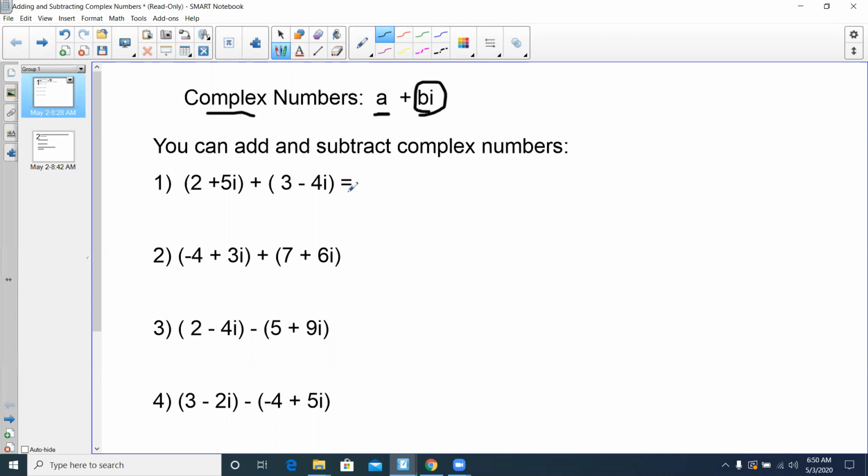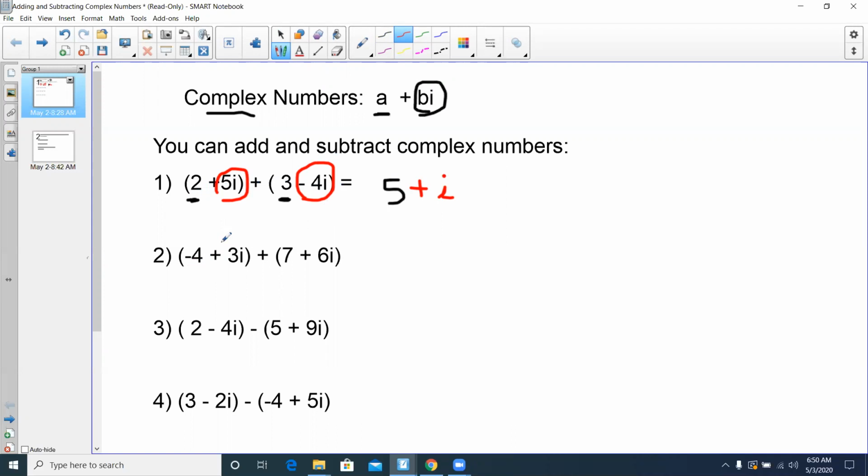So if you want to follow along with me, we're going to literally add the real parts together. So we're going to add 3 plus 2, which is 5. Then we're going to add the complex part, 5i plus negative 4i is going to give us 1i, right? And you can just write that as i. And that's it. So that's all we're going to do today.